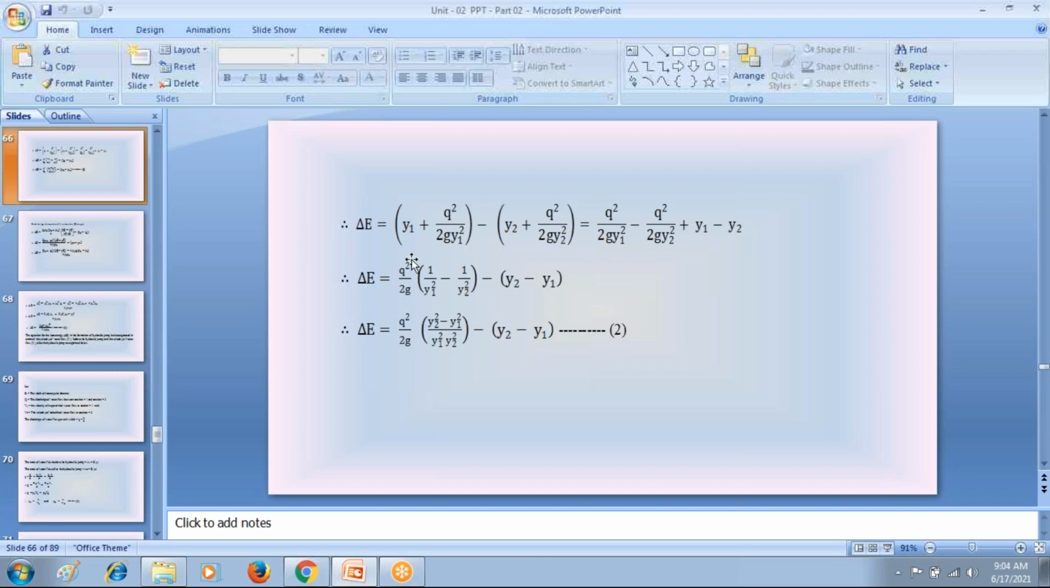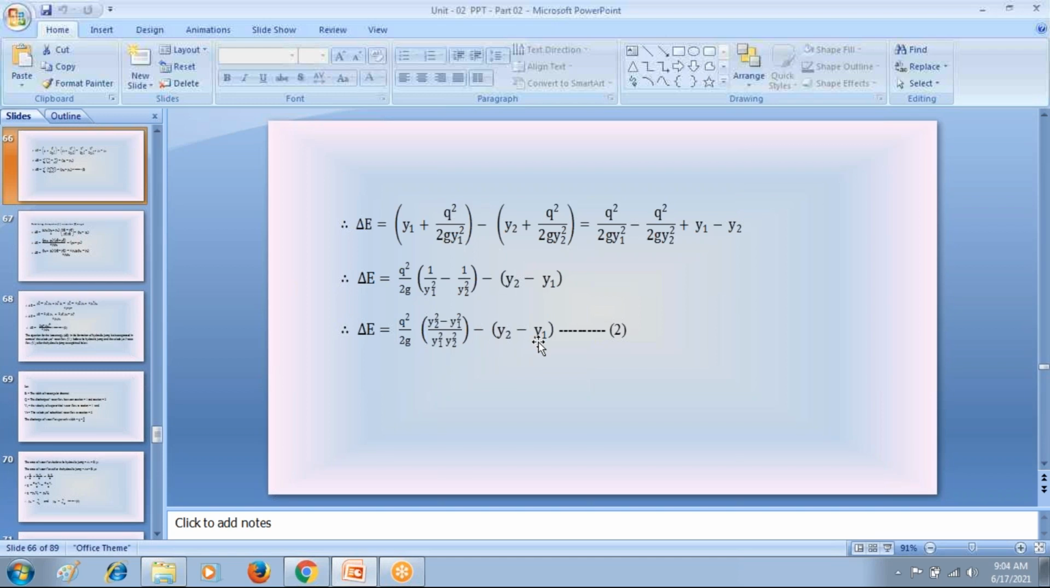So delta E is equal to Q square by 2g into 1 by Y1 square minus 1 by Y2 square, minus of Y2 minus Y1. Then in the first term on the right side, take Y1 square and Y2 square as LCM. So the first term becomes Q square by 2g into Y2 square minus Y1 square by Y1 square Y2 square, minus of Y2 minus Y1.